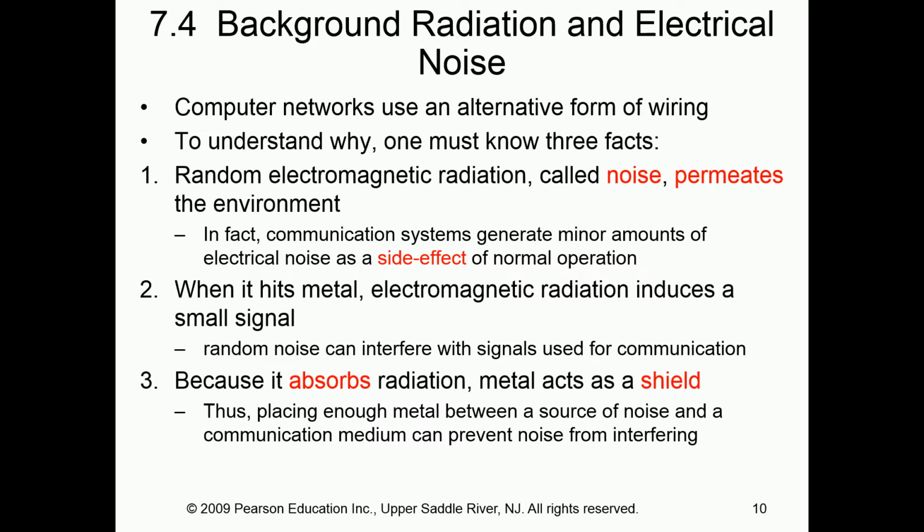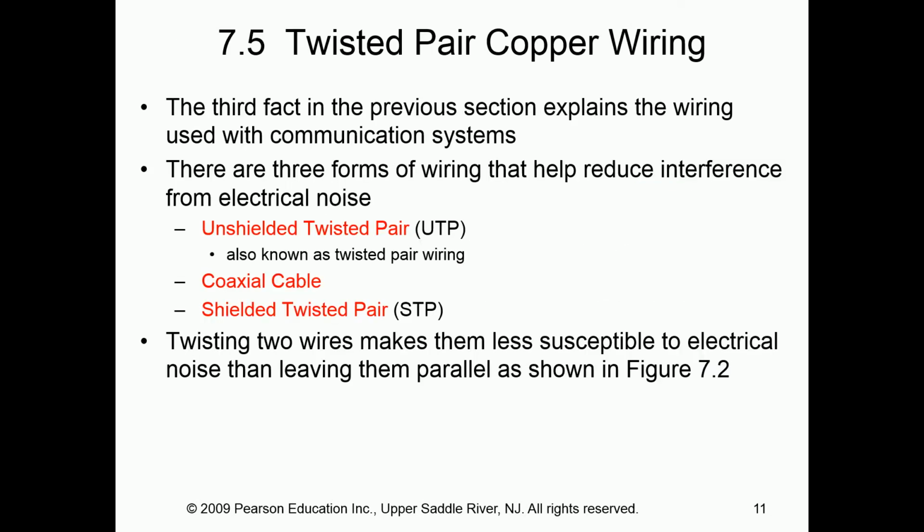There are certain types of shield that can actually absorb the radiation, thus acting as a shield. So when you start talking about different types of copper-based media, we talk about three major types: UTP, coax, and STP. UTP being unshielded twisted pair. That's what most people commonly see or deal with. Next, coax. That's if you have broadband or cable, you're pretty familiar with coax. And then last is shielded twisted pair.